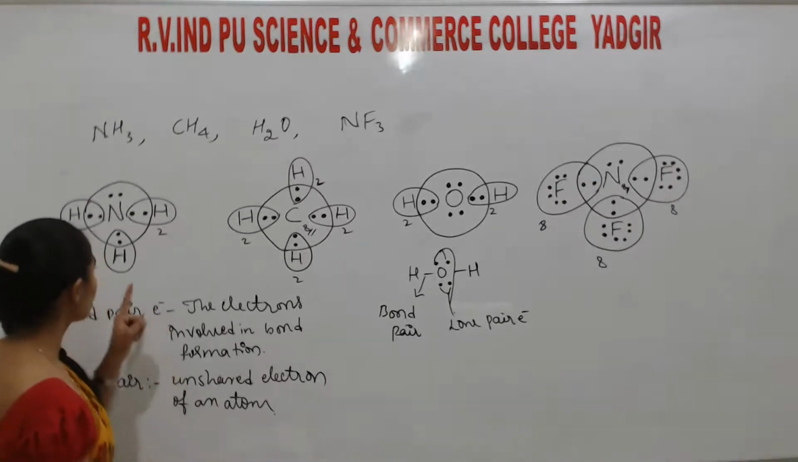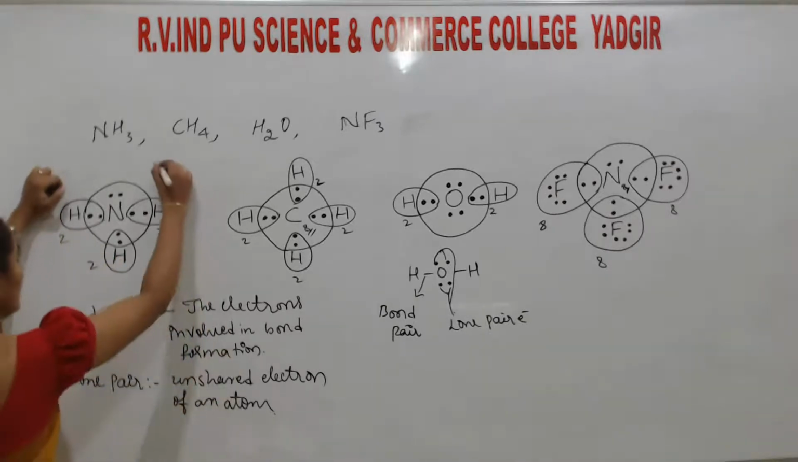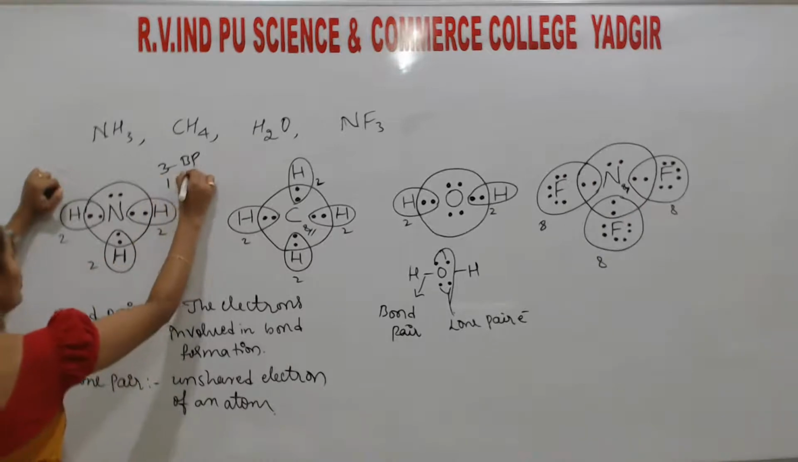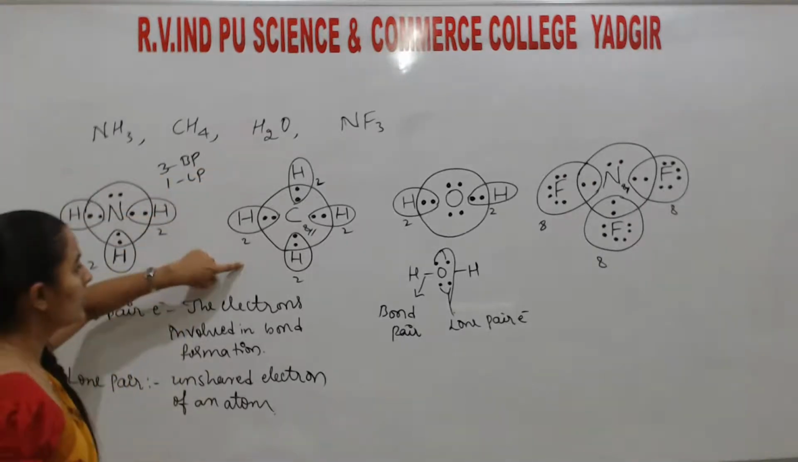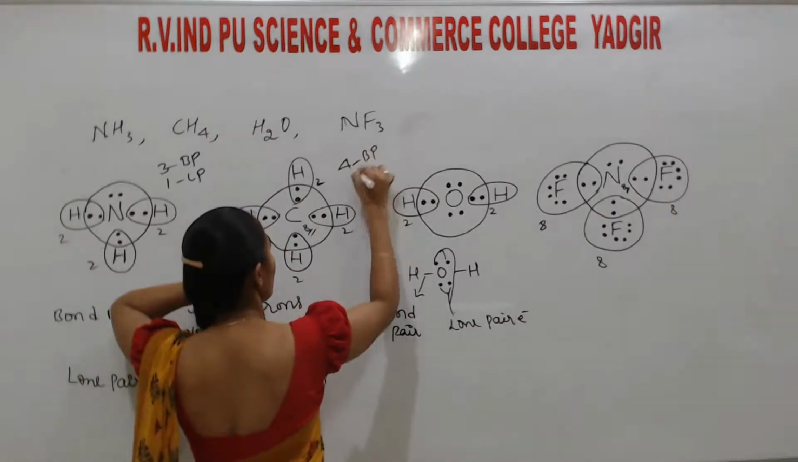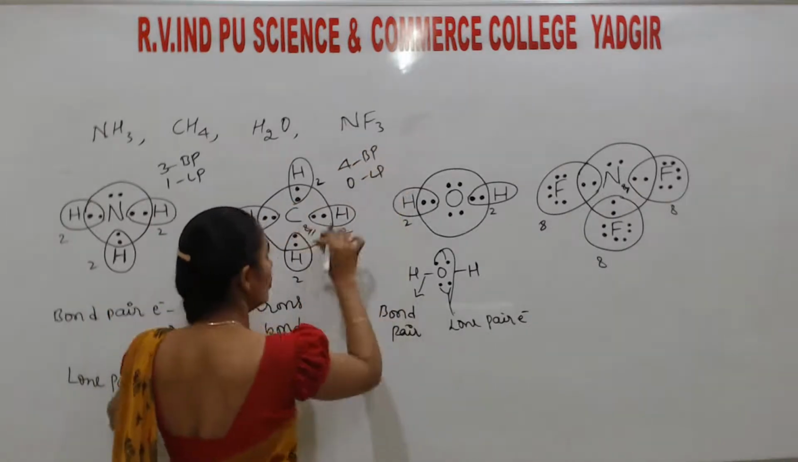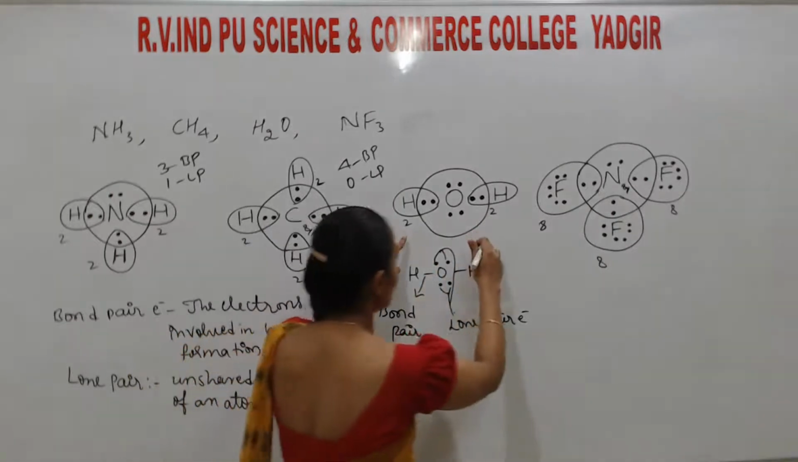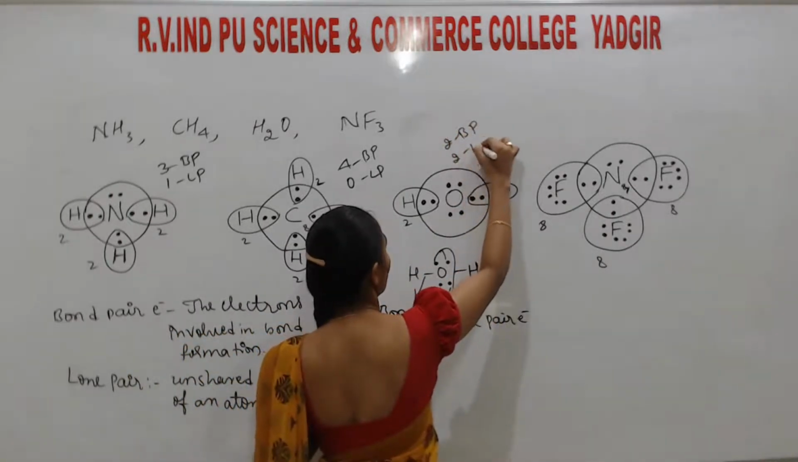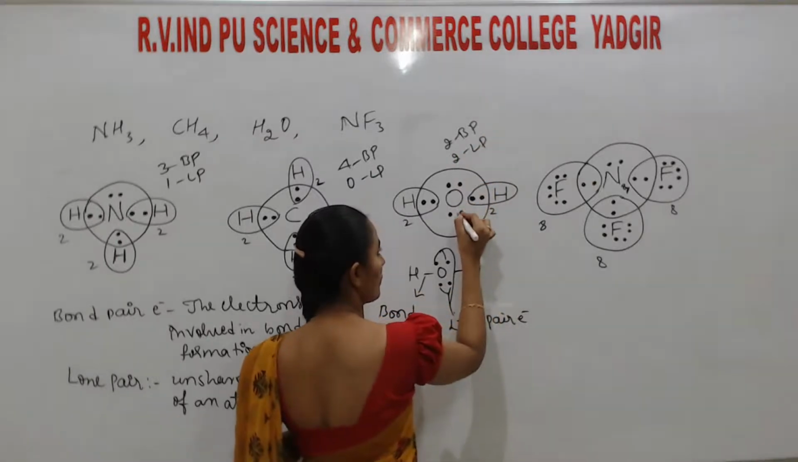electrons. Here listen, in nitrogen, 3 bond pairs are there because 3 bonds are there, 1 lone pair is there. Here, 1, 2, 3, 4. 4 bond pairs are there, 0 lone pair. There is no extra lone pair electron here. Here, 2 bonds are there. So 2 bond pairs, 2 lone pairs. These are the 2 lone pairs.